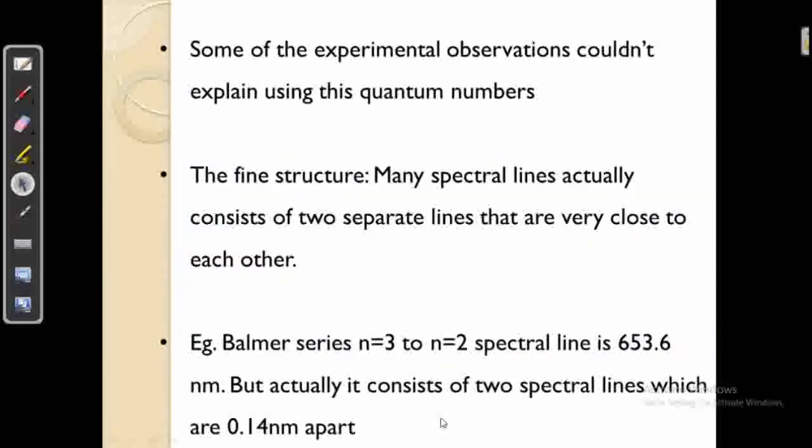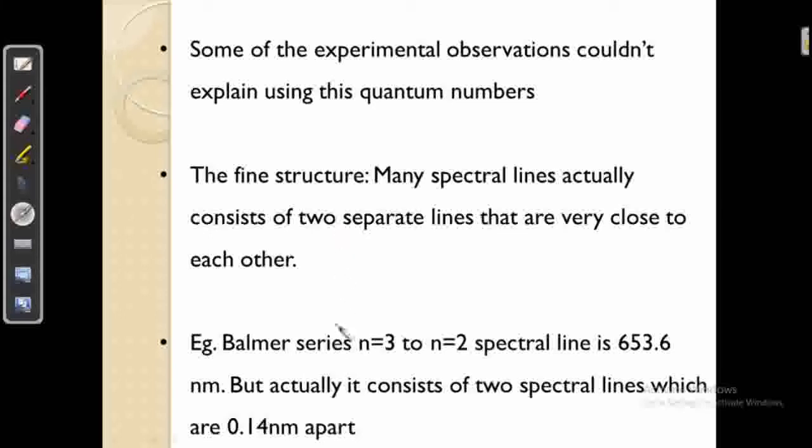But there are two main problems. Some of the experimental observations couldn't be explained using these three quantum numbers. One is the fine structure. Fine structure means many spectral lines actually consist of two separate lines that are very close to each other.